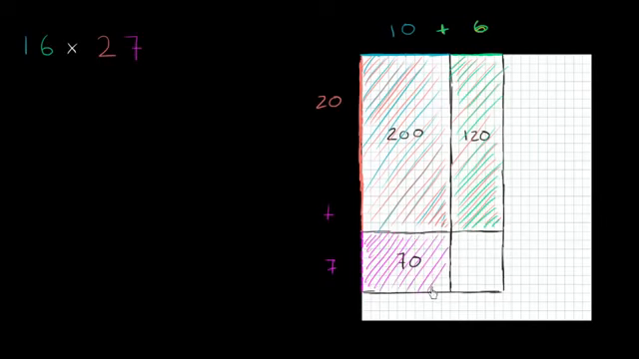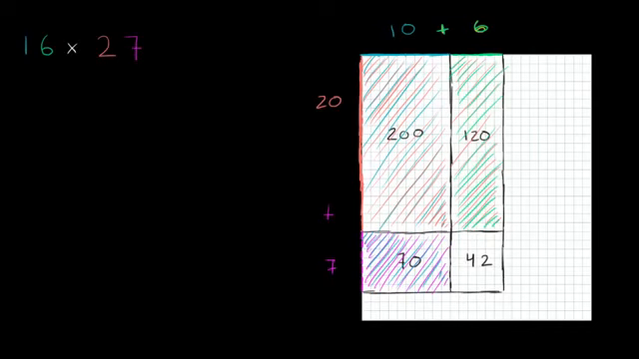I'll do purple, and I'll throw some blue in there, too. This is kind of a fun art project. And then finally, what's the area of this little section right over here? It's 7 high, and it's 6 wide. So it's going to be 7 times 6, or 42 square units of area.